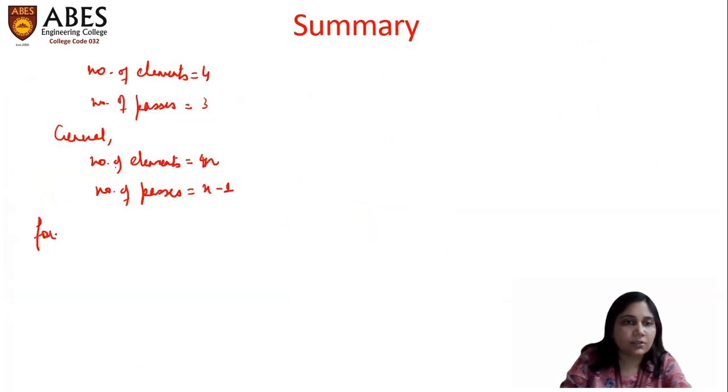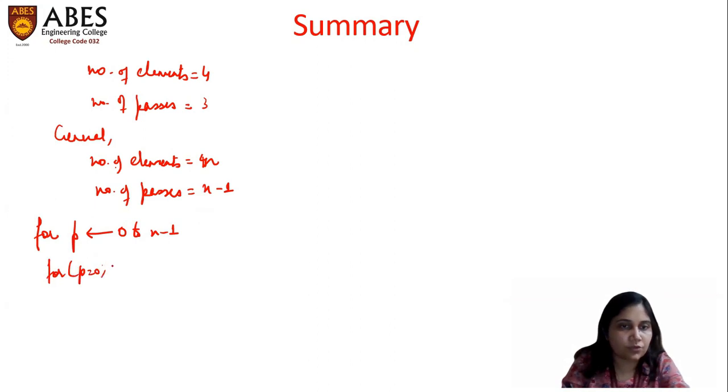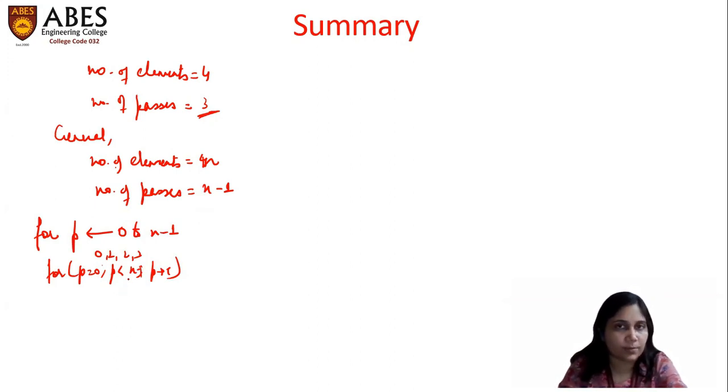I am going to write a for loop for the passes. So it will go from 0 to n minus 1. I hope this is understood, because we have started with this one. For 4 elements, if I write 0 to 4 in the for loop like this, p equals to 0, p is less than n, p plus plus, then how much will it go? It will go for 0, 1, 2, and 3, 4 times. But passes have to go only 3 times. So what am I going to write? n minus 1. I hope you have understood this.